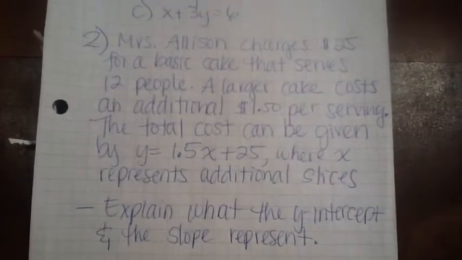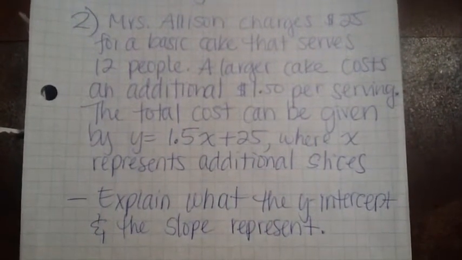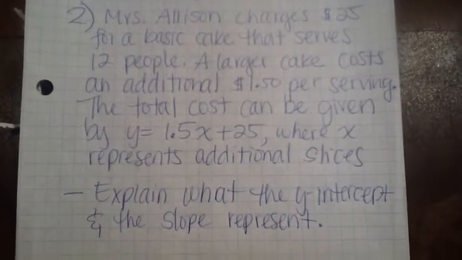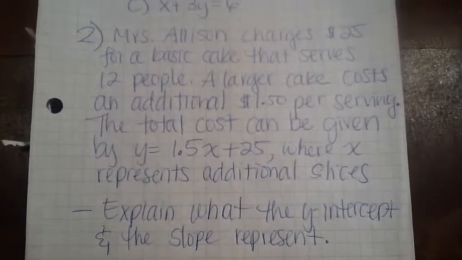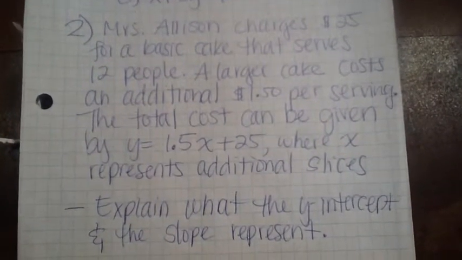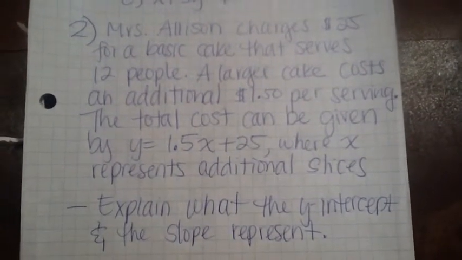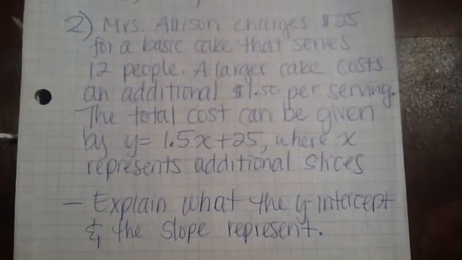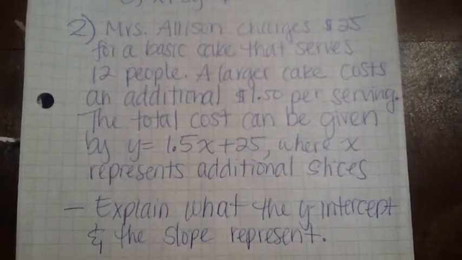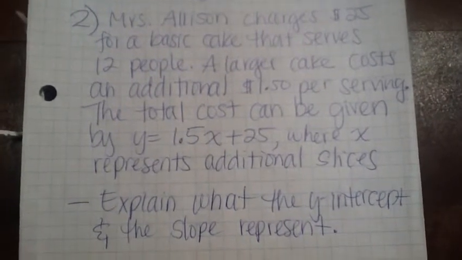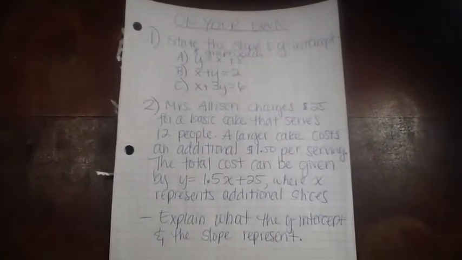Okay, number 2 is actually a little bit easier than it sounds, but it says Mrs. Allison charges $25 for a basic cake that serves 12 people. A larger cake costs an additional $1.50 per serving. The total cost can be given by the equation y equals 1.5x plus 25, where x represents the additional slices. Explain what the y-intercept and the slope represent. Now for this equation, you don't have to graph it. You just have to tell me what the y-intercept and the slope represents. All right, good luck. We'll see what you get tomorrow.